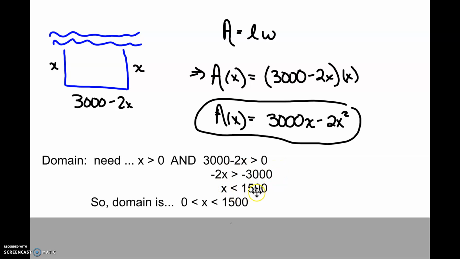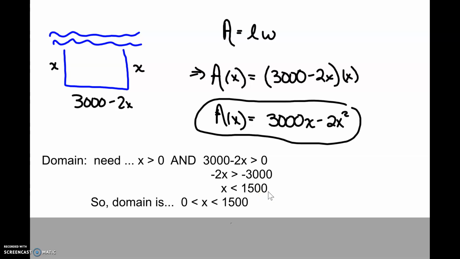Solving the second inequality, we'll subtract the 3,000, divide by the negative, and remember, when you divide by a negative, that's going to flip that inequality symbol, and we get x is less than 1,500. Putting these two together, if x is greater than 0 and less than 1,500, that means x is in between 0 and 1,500. So that's my domain. We could write that as an interval as well, 0 to 1,500.